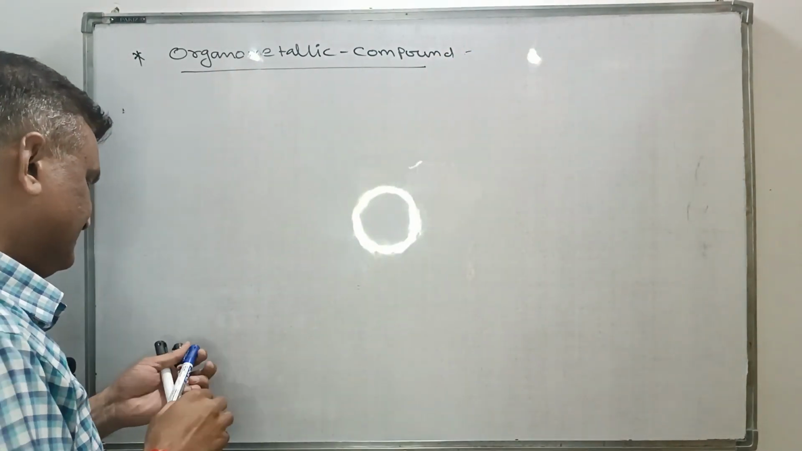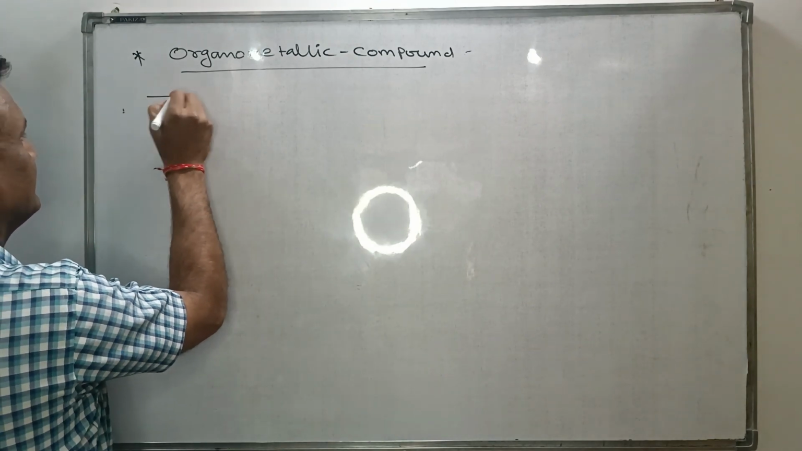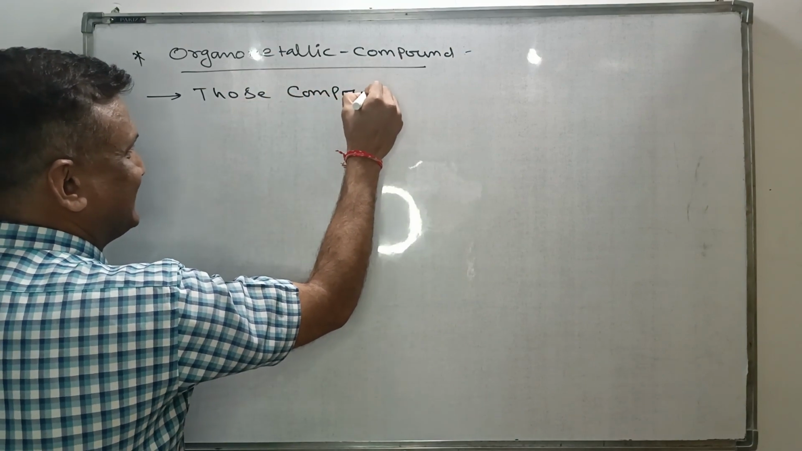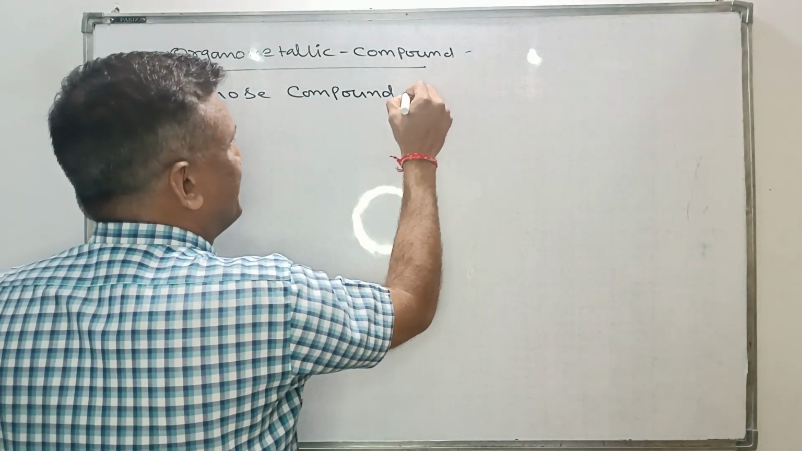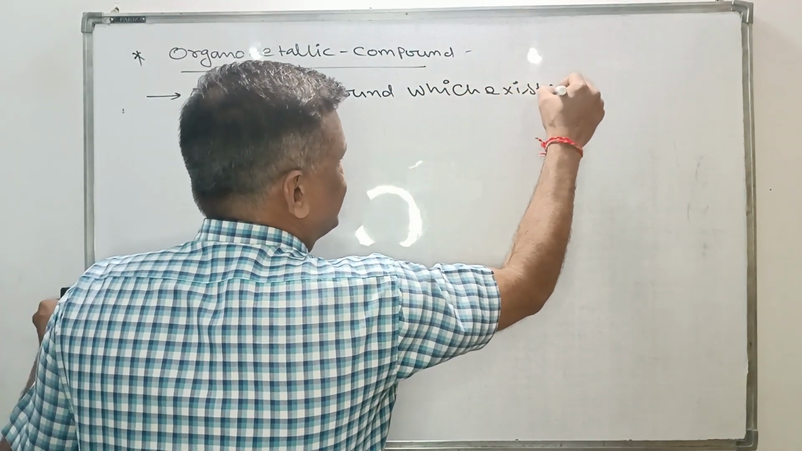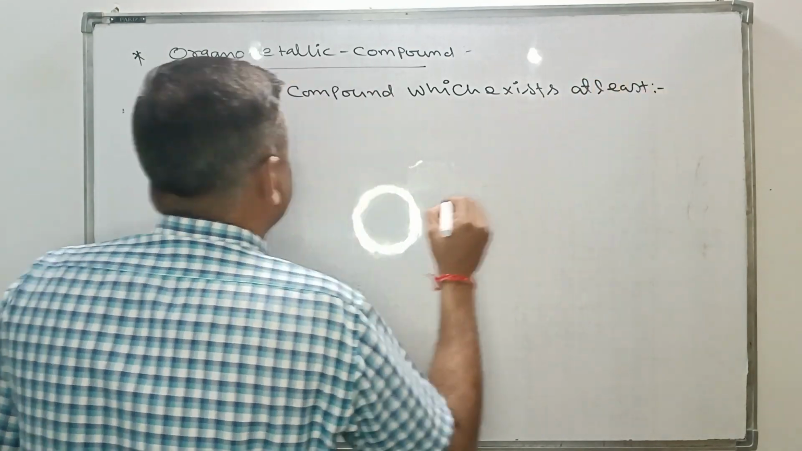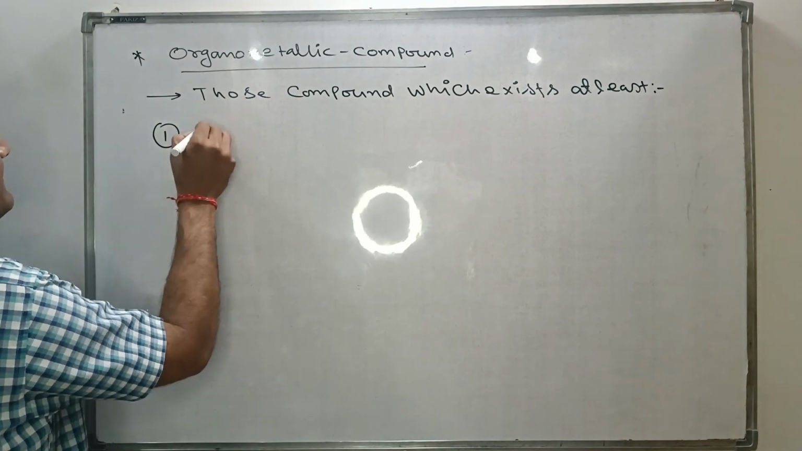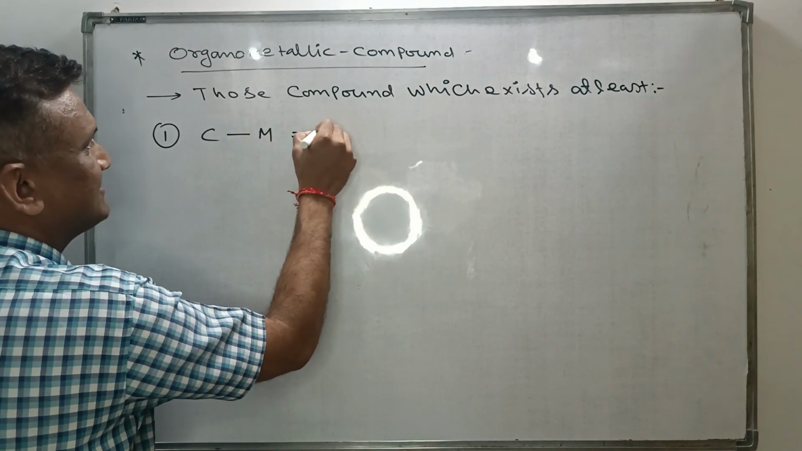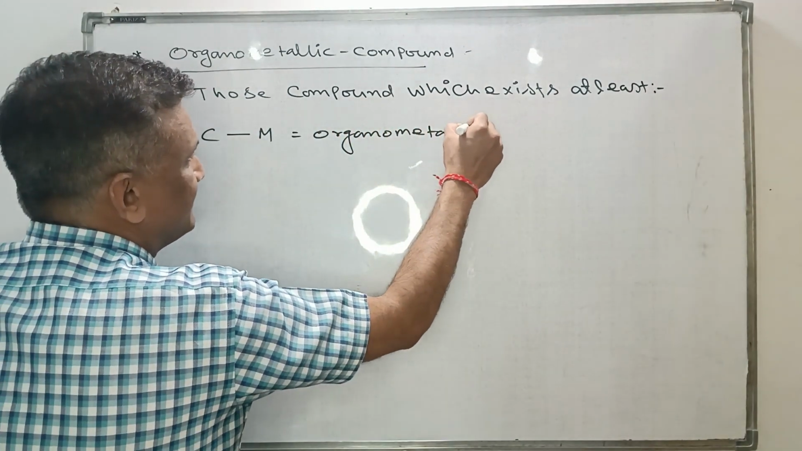We can say that those compounds which exist, at least, just you can say one C-M bond. This is called as organometallic bond.